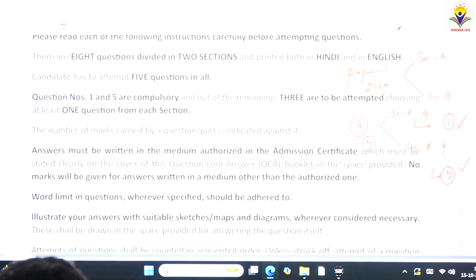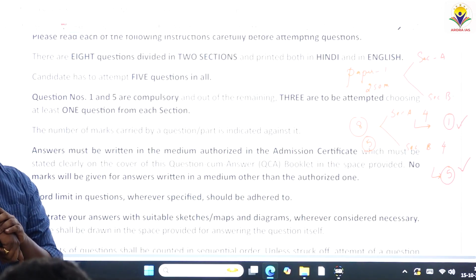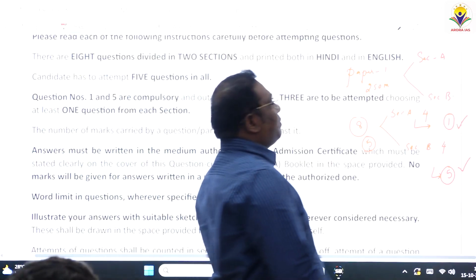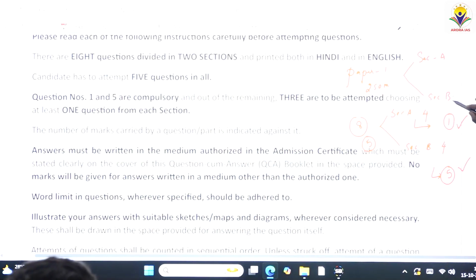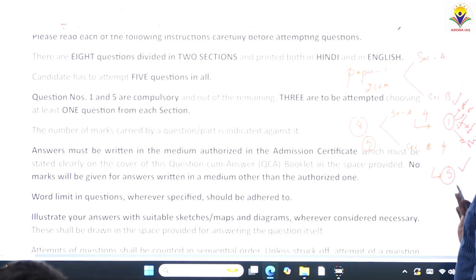You may ask, sir, does first question mean it is from the first unit, geomorphology, or the fifth question from the first unit of human geography? No. That first question may comprise 1 question from geomorphology, 1 from climatology, 1 from oceanography, 1 from environmental geography, 1 from biogeography. Or it may be all 5 questions from geomorphology, or all 5 from climatology. You can't say that. So the first question and the fifth question are compulsory.